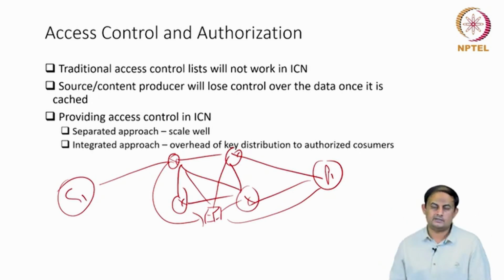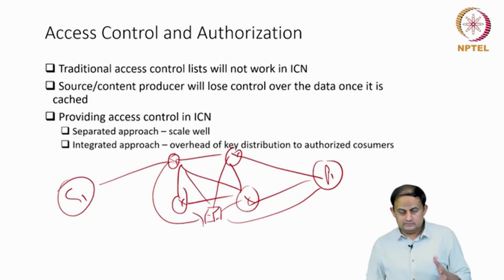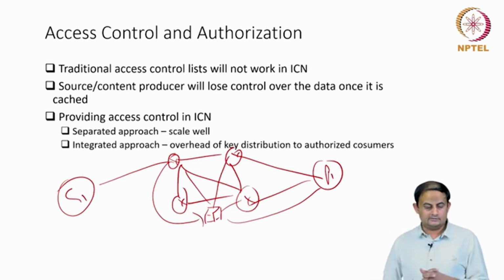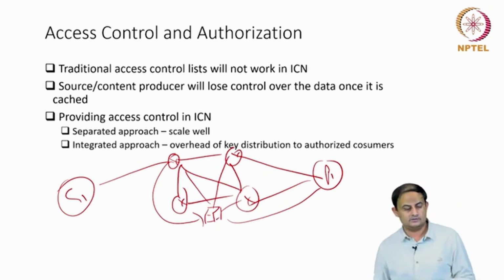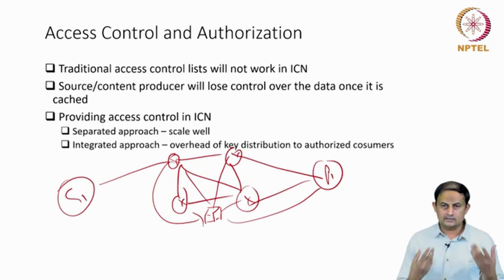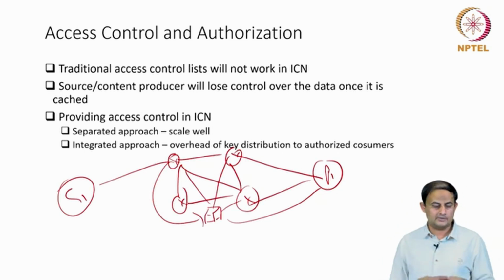Also, it comes with the implicit assumption that wherever the content gets cached in the network, this service is able to keep track of all those changes that are happening dynamically in the network. So that is one way of bringing in the notion of access control and authorization.